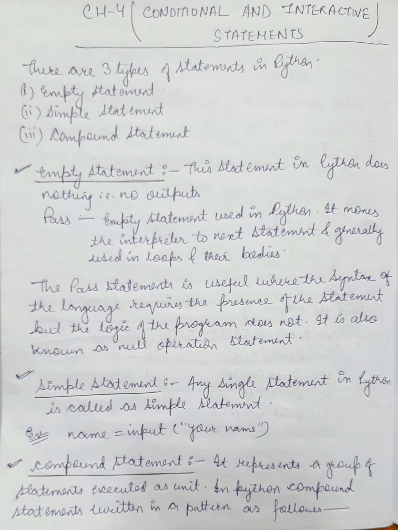So let's see what is an empty statement. This statement in Python does nothing. It gives no output. So pass is an empty statement used in Python. It moves the interpreter to the next statement and is generally used in loops and their bodies. The pass statement is useful where the syntax of the language requires the presence of a statement, but the logic of the program does not. It is also known as the null operation statement. So I hope this is clear.